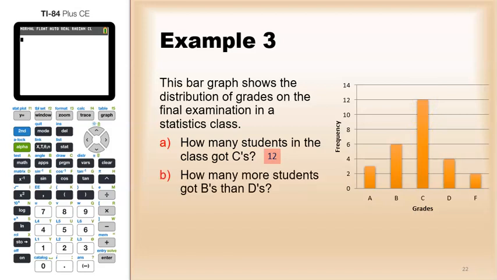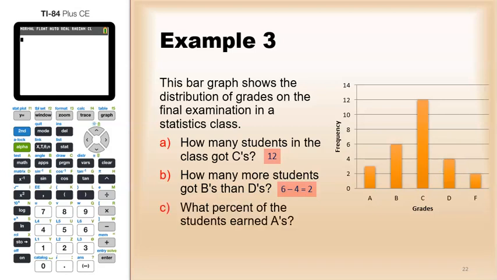All right, how many more students got B's than D's? Well, again, go to B: there are 6 students that got a B. There are 4 students that got a D. So the difference would be 6 minus 4, or 2.